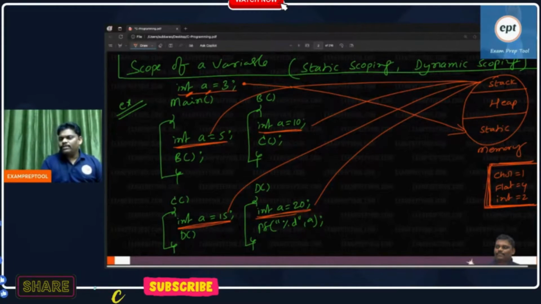Static area 2 bytes. Stack area 8 bytes. 4 2 8. Right? Static area 2 bytes, stack area 8 bytes. Try to get everything. Day to day it will become so easy. Today only it is a little bit difficult because of the starting class. Further it will become so easy.